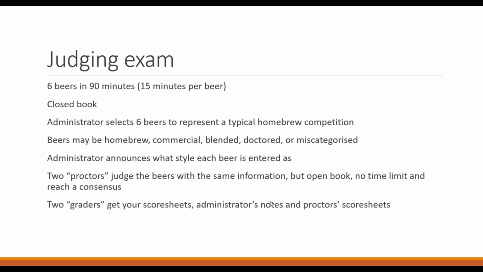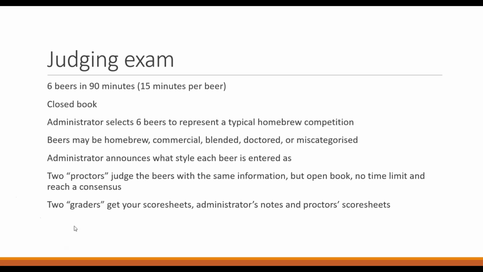The administrator will just bring in each beer. Every 15 minutes, the administrator brings in a beer. They announce what style it's entered as. That could be what it is, or it could be miscategorized to try and catch you. And you have to judge it according to what the administrator says that beer style is entered as. It happens at competitions and at the InterVarsity that people enter it in the wrong style, and then you have to be able to note that and give the appropriate feedback.